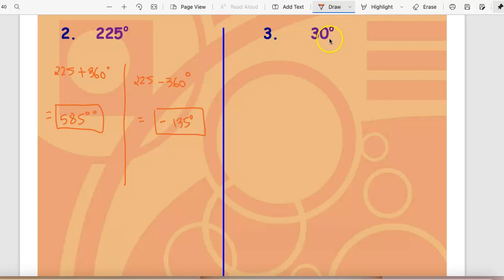Now this one is yours. You will do the same thing, add 360 and subtract 360. You will be able to find the answer. Go ahead and do this on your own.